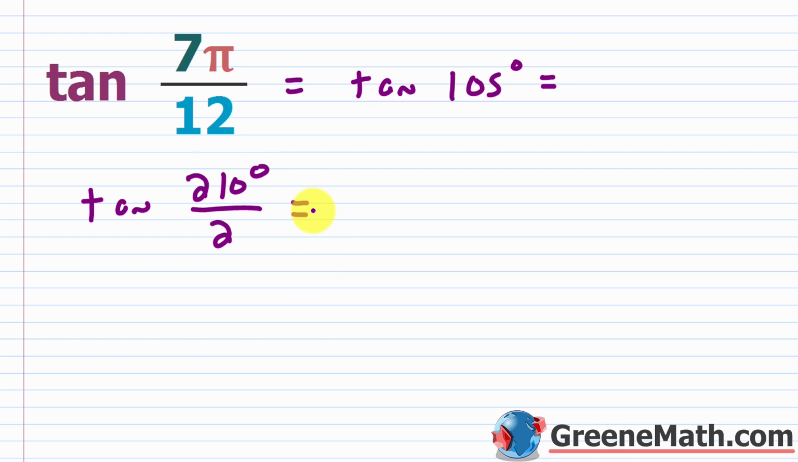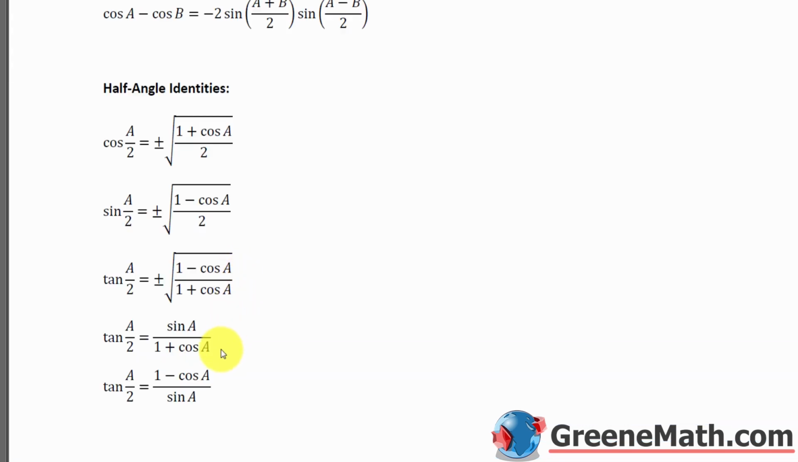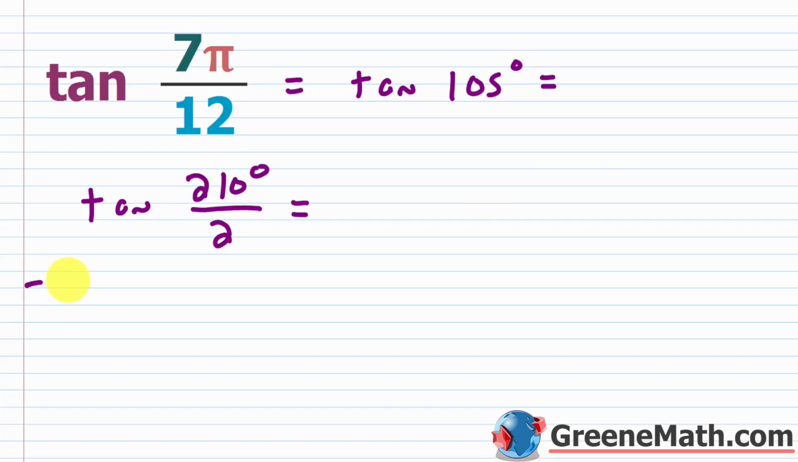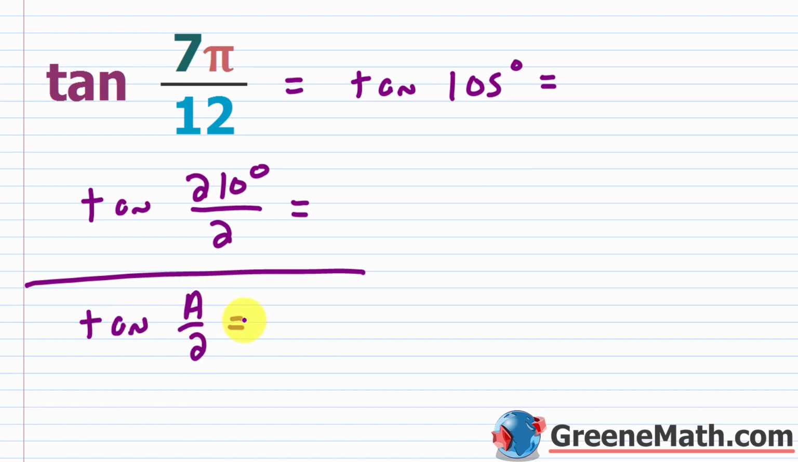Let's go back to our worksheet. So you have several here to choose from. You can pick this one right here. I think it's probably the easiest. The tangent of a over 2, there's no square root symbol to work with. It's the sine of a over 1 plus the cosine of a. So let's go ahead and write this maybe off to the side. We have that the tangent of a over 2 is equal to, again, the sine of a over 1 plus the cosine of a.